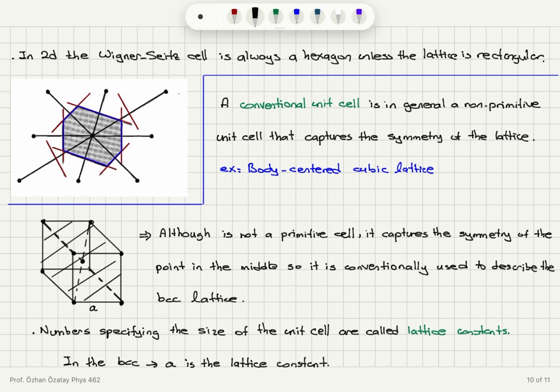In the body-centered cubic structure, consider the distance between two points in the lattice. These are not nearest neighbors, because the nearest neighbors would be the middle atom and the corners. Between two corners, for example, we have a distance a, and a is called the lattice constant. Then you would find that the distance between the midpoint and the corner is a square root 3 over 2, which is less, so that would be the nearest neighbor distance.